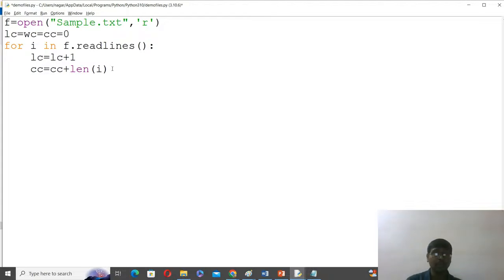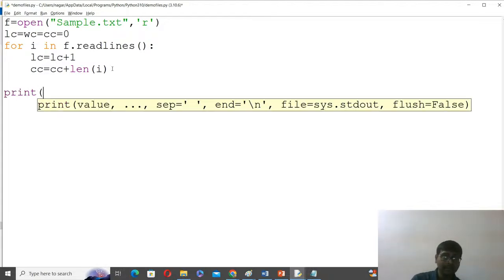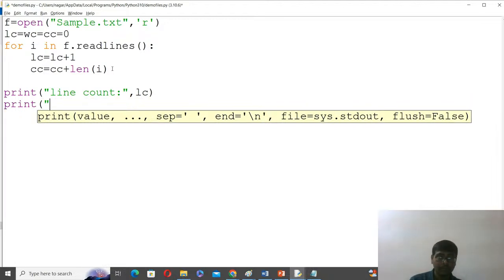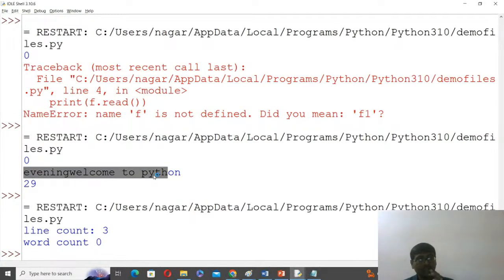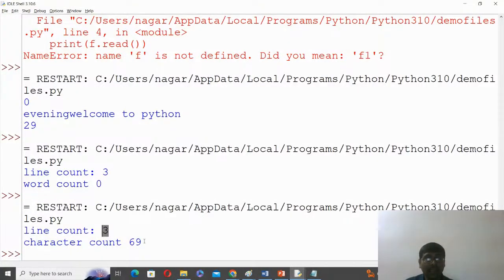Now, coming out of the program, first I will execute this one. Print line count LC. Print word count WC. Save. I calculated character counts. Till now I am not updating WC. That is the reason it gives 0. Now print LC and CC. So total 3 lines and the number of characters are 69.